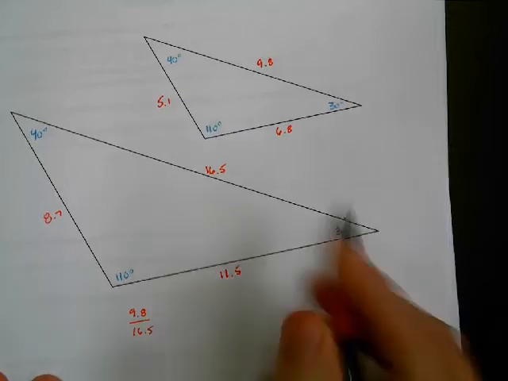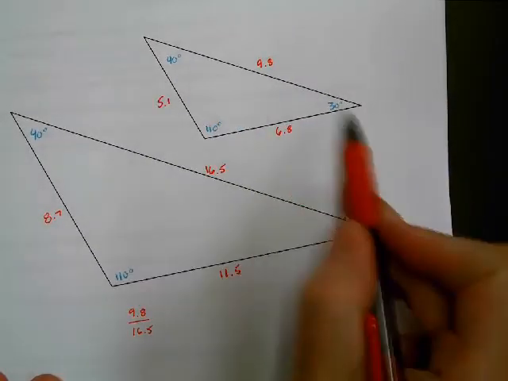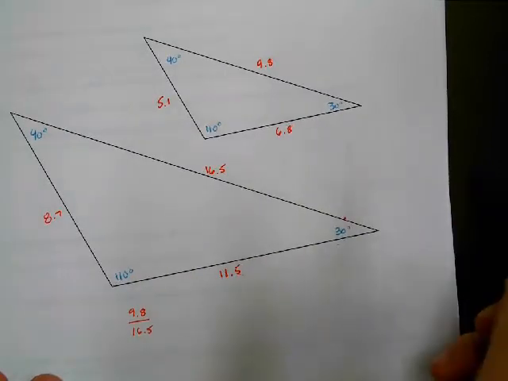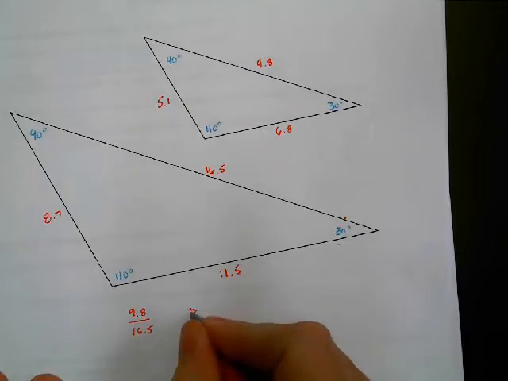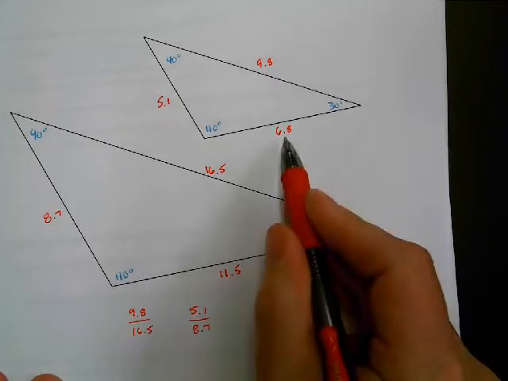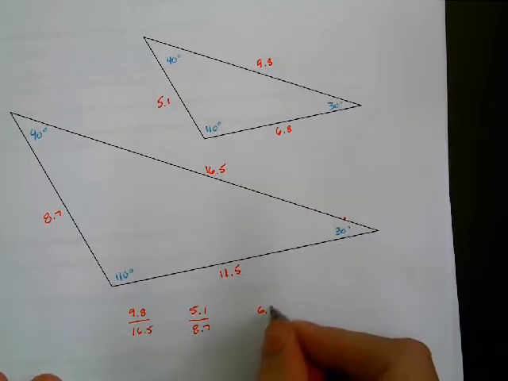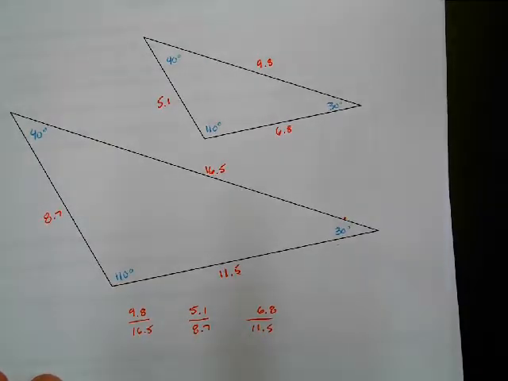Okay, so those two correspond to each other because they're both between the 40 degree and 30 degree. Then 5.1 should correspond to 8.7. So I'm going to look at that one. 5.1 compared to 8.7. Then over here, 6.8 corresponds to 11.5. All right, I'm going to pull out my calculator and find out what those come out to.